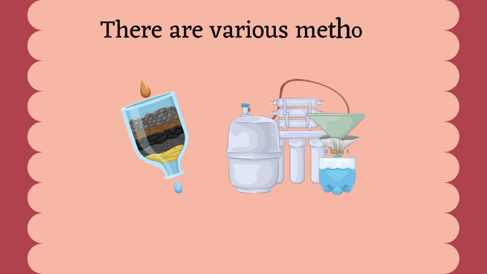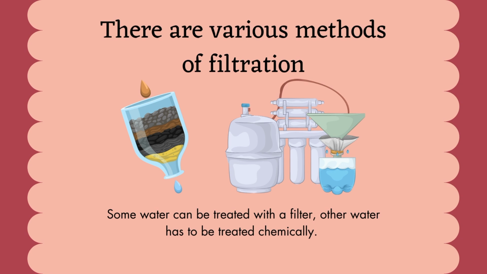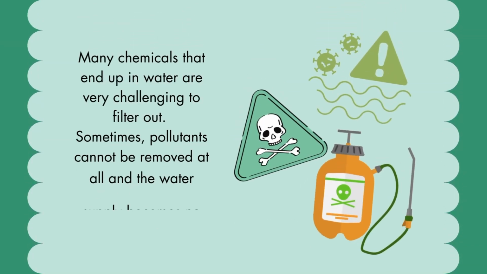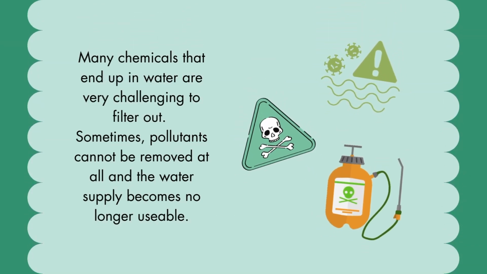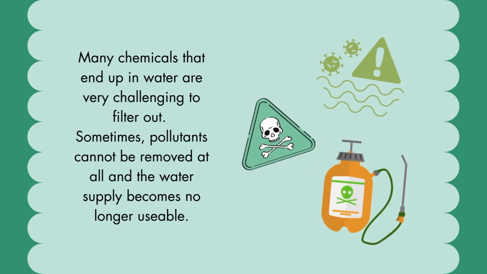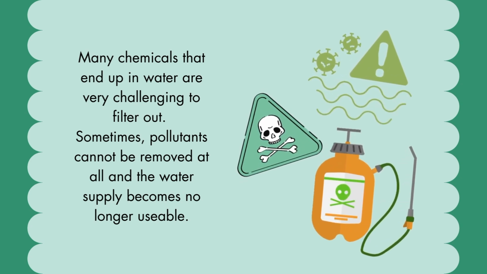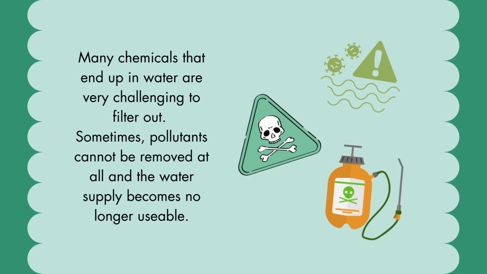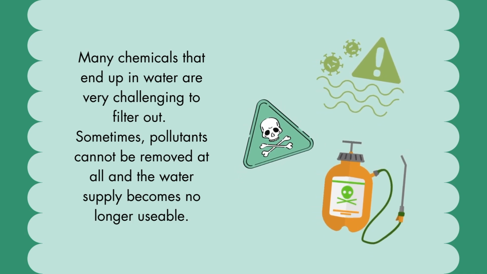There are various methods for filtering pollutants out of water. While some water can be treated with just a filter, other polluted water has to be chemically treated. Many of the chemicals that end up in our water can be very challenging to remove. Sometimes these pollutants are impossible to remove and the water supply becomes no longer usable.